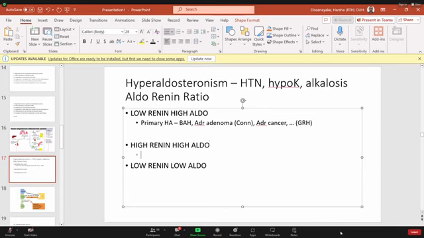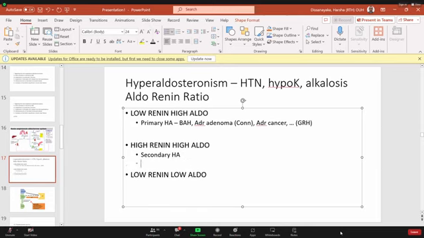If someone has high renin, high aldo, then it is not primary hyperaldosteronism. For us to call it primary hyperaldo, there should be a source of aldosterone secretion which is out of the renin control. But if someone is having high renin and high aldo, that means the high renin is the primary problem which is driving the high aldosterone. We can call this secondary hyperaldosteronism.